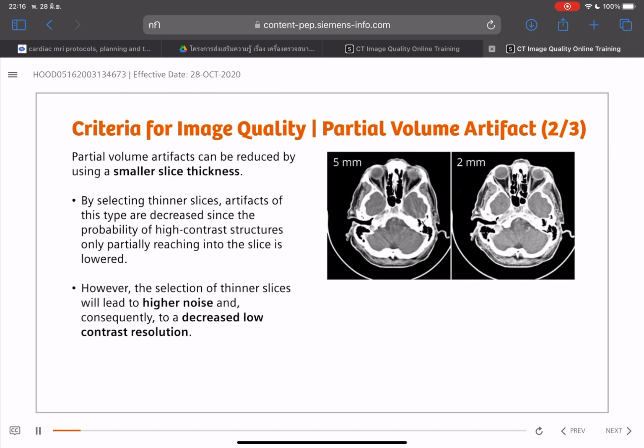Partial volume artifacts can be reduced by using a smaller slice thickness. By selecting thinner slices, artifacts of this type are decreased, since the probability of high-contrast structures only partially reaching into the slice is lowered. However, the selection of thinner slices will also lead to higher noise in the image, and consequently to a decrease in the low-contrast resolution.